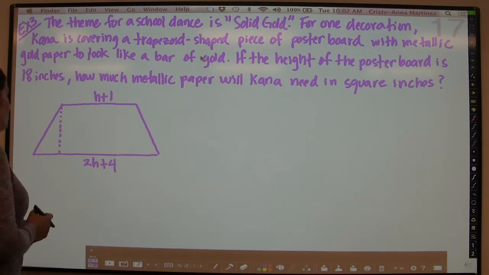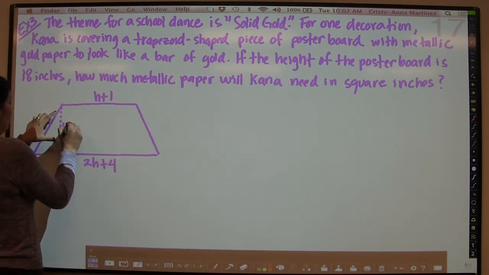If the height of the poster board, which is right here, the height of the poster board is 18, so I'll fill that in.